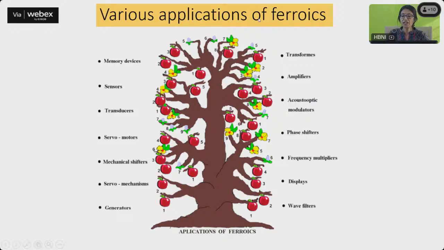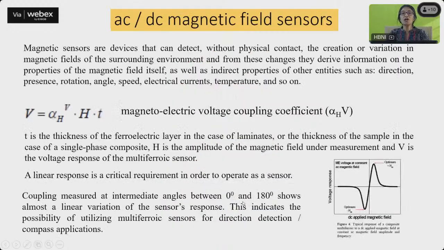If you look into various applications of these kinds of ferroic materials, they are applied in memory devices, sensors, transducers, mechanical shifters. You can also use them in wave filters, displays, amplifiers, transformers. So these are the various applications you have in the case of multiferroic materials. One of the applications is in AC/DC magnetic field sensors.